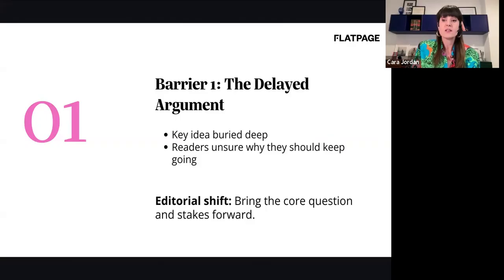They stop caring. Editors who are working on trade-facing books often ask a simple question really early on in the process: What problem is this book helping the reader think through? That doesn't mean giving everything away on page one, but it does mean signaling stakes and direction early so that the reader knows that they're in capable hands. So you're going to be guiding them.